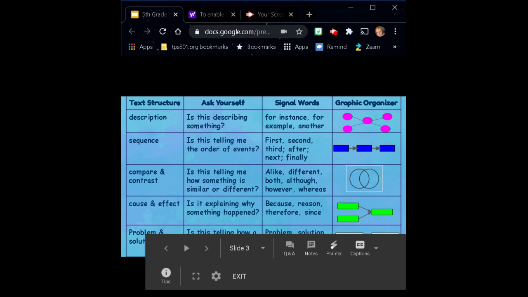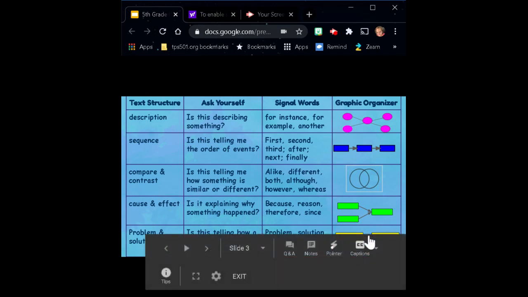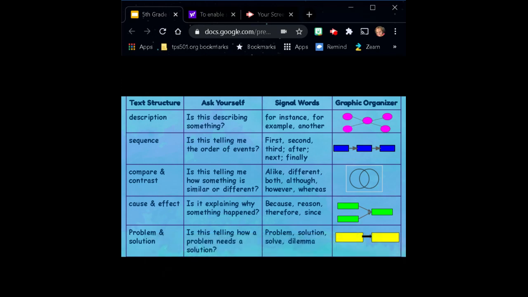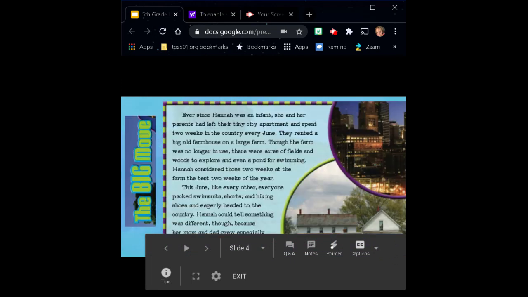And the last text structure that we're going to look at is problem and solution. The question we would ask is, is this telling me how a problem needs to be solved? Keywords would be problem, solution, solve, dilemma. Usually a graphic organizer that we use for problem and solution are the two boxes, with the arrow going from the problem to the solution. So now that we've looked at this, let's go ahead and read our story.